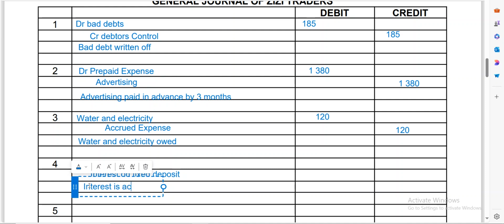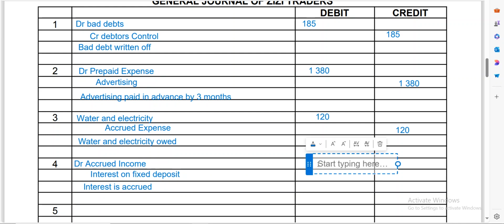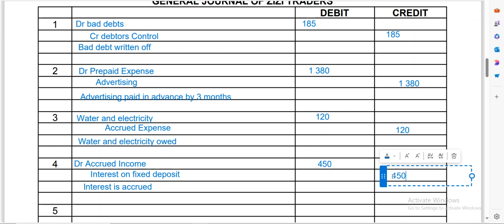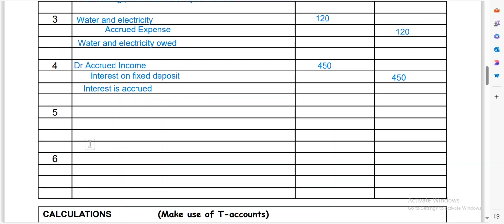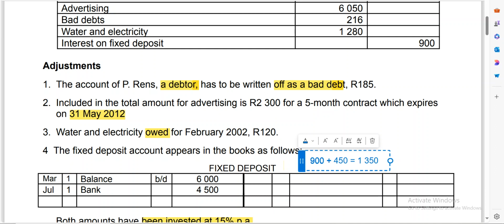And when we explain for this, we can just say interest is accrued. Then we know that it means they are owing us interest of 450. Remember, this must be written in a way that people can understand. Okay, then we are done with that transaction, and they like it guys. In grade 10 you must make sure that you work on that. You must make sure that you understand that transaction. Okay, now let's move to the next one.